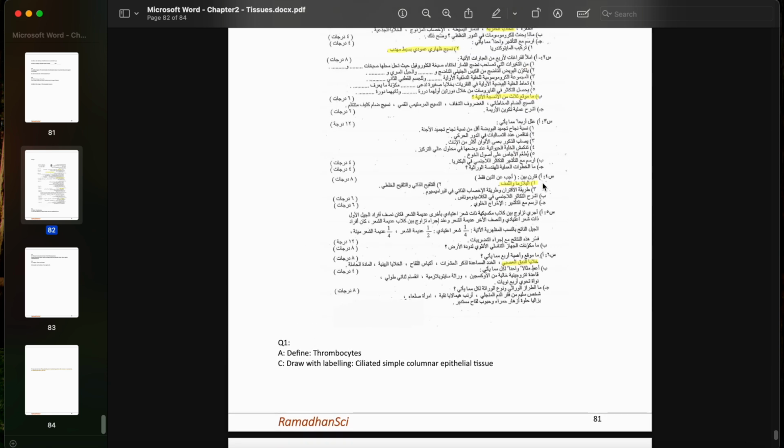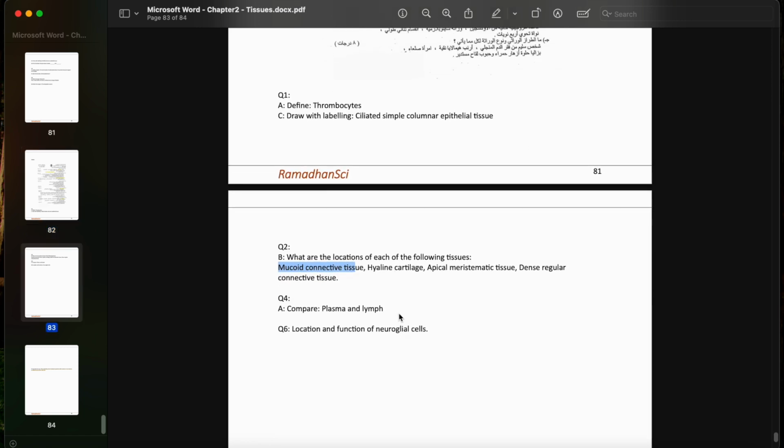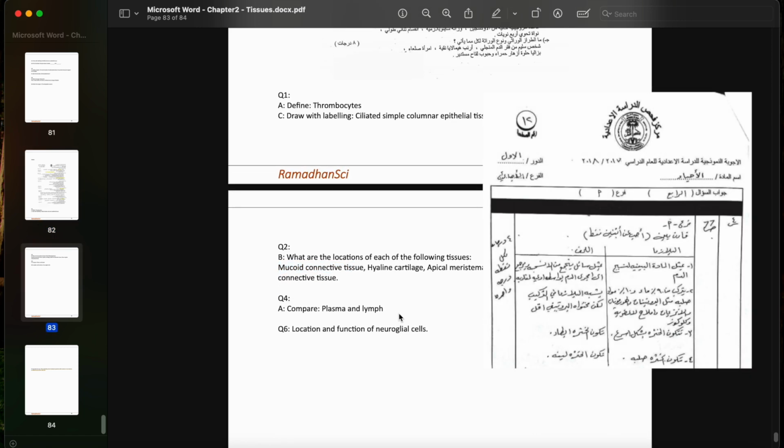Question 4 is telling you to compare the plasma and lymph. This is a simple question. So we're just going to say that the plasma is the intercellular substance of the blood tissue, and the lymph is the liquid collected from the tissues, and it returns to the bloodstream through the lymphatic vessels. We're just going to compare the components.